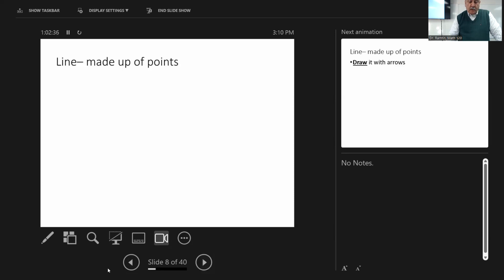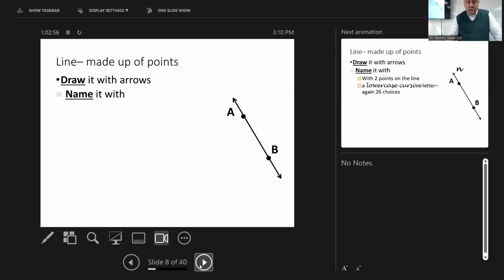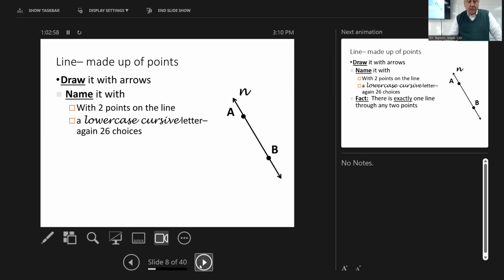A line is made of points. Draw it with arrows on both sides. Name it with 2 points on it, so this would be line AB. You can also name it with a lowercase letter, again you have 26 choices.